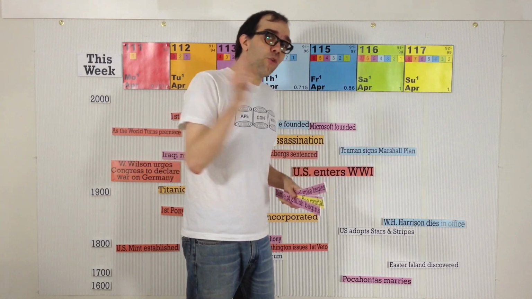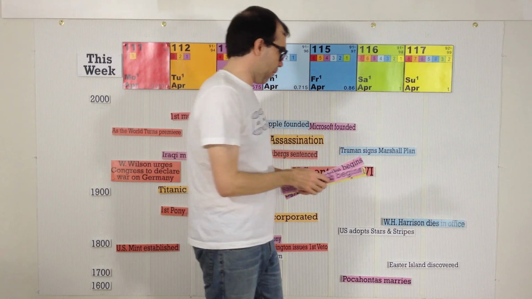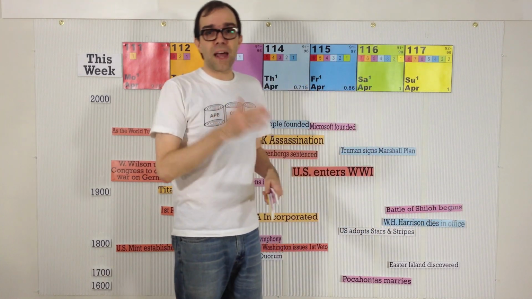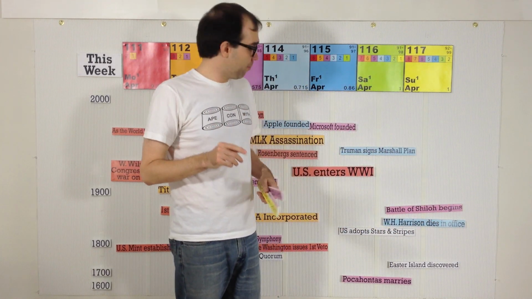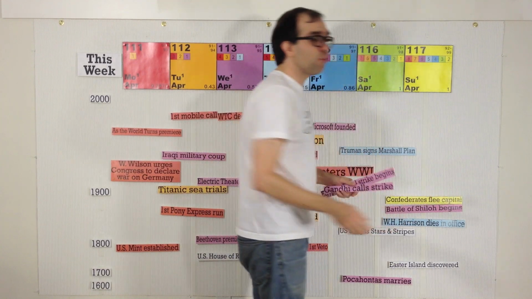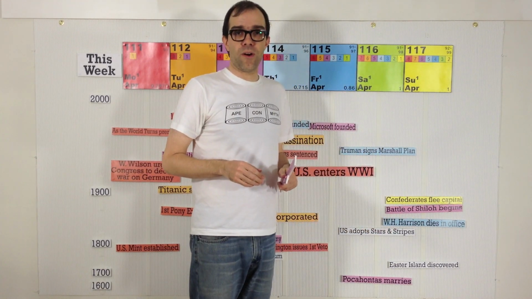Okay, next up, 21 years and 7 presidents later, it's 1862. The Civil War is going on, Lincoln's in office, and the Battle of Shiloh begins in Tennessee on this day. 3 years later, the Confederates are fleeing the capital in Richmond just days before the end of the Civil War.